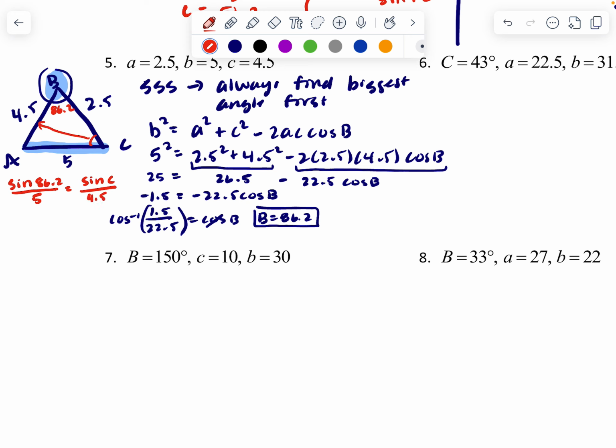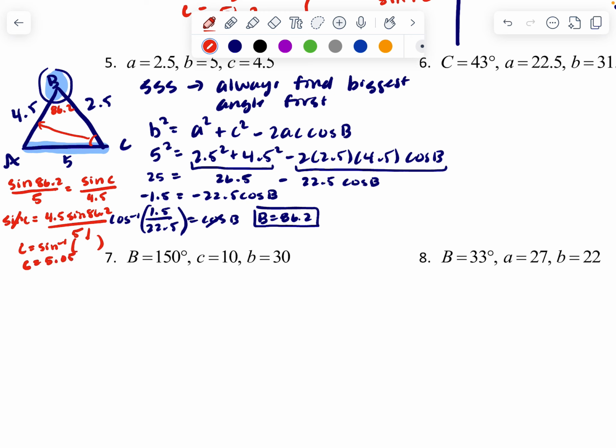Doing that, you get sine of C equals, again, we cross multiply and then divide by the remainder, and then take its sine inverse. So C is just the sine inverse of all of that. So sine inverse of 4.5 sine of 86.2, all divided by 51. Oops, I didn't mean to do that. Hang on a second. I got 5.05, so I got angle C is 5.05.